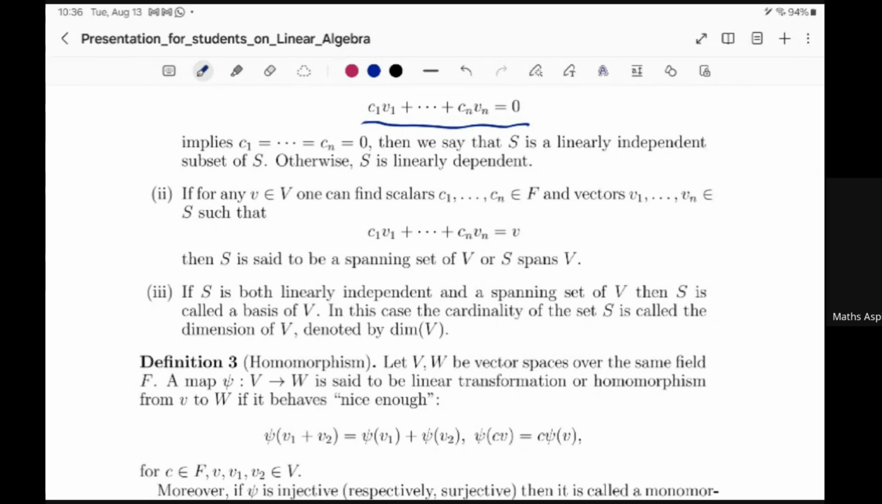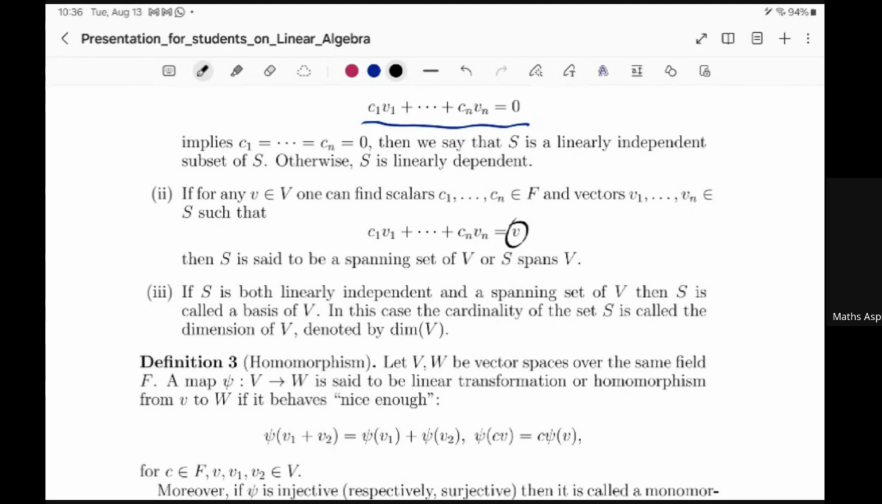The second one would be spanning. The idea of spanning is just that if you have a set S and we claim that it spans V, what we mean is that you can always produce any element of your choice from your superset V by making a linear combination of elements from the subset S. If you can do that, then we say S spans V.